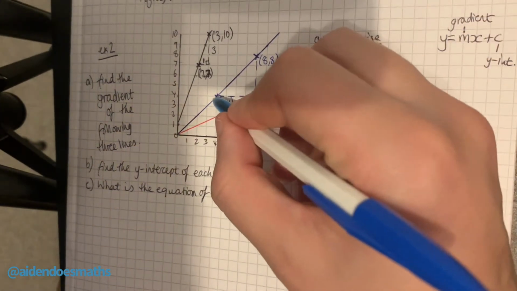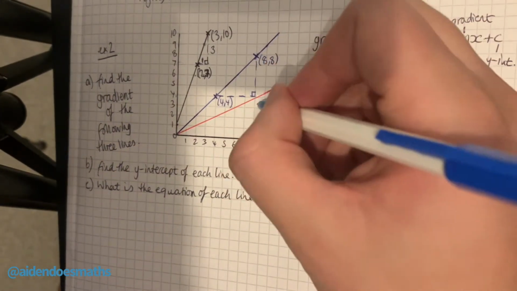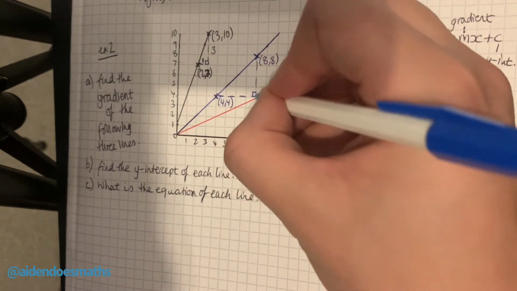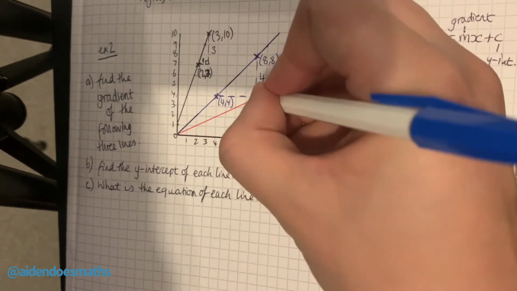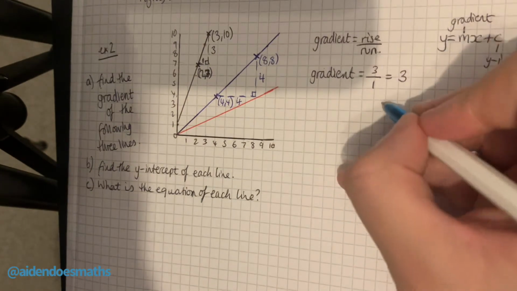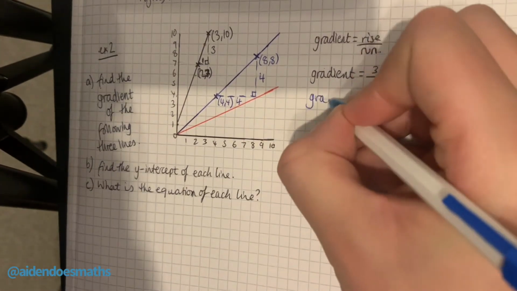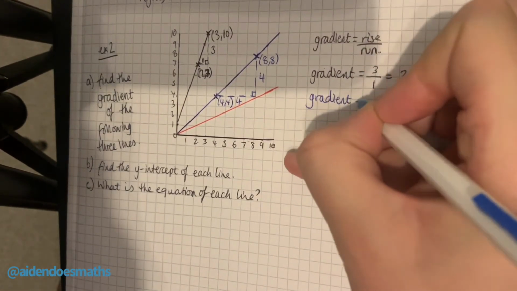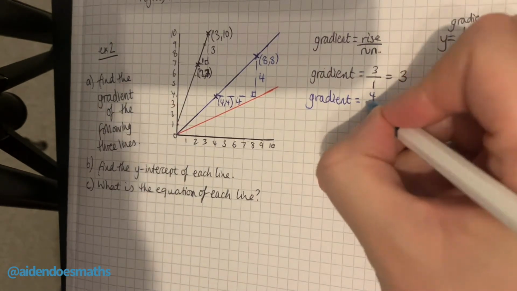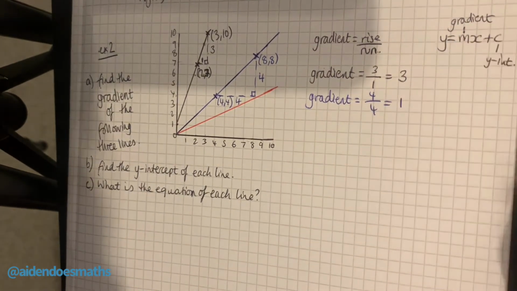So we need to look at how much we went up and how much to the right we went. So we went from 4 up to 8, and from 4 across to 8. So both are a change of 4. So for our blue line, our gradient is 4 divided by 4, which equals 1.